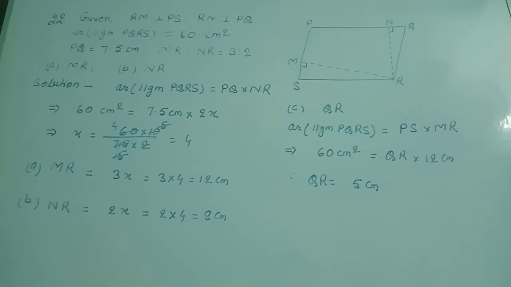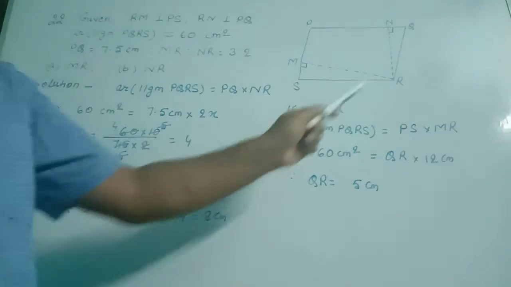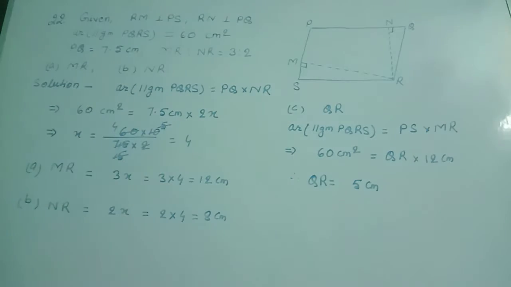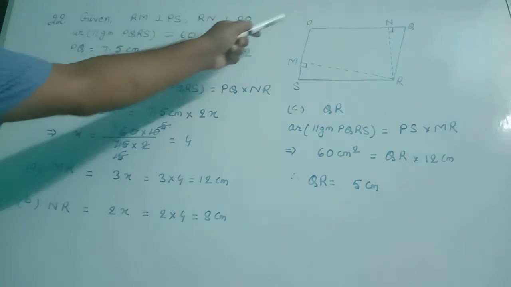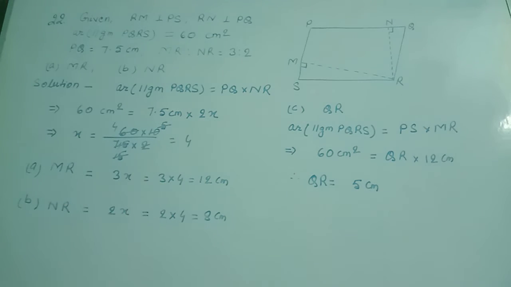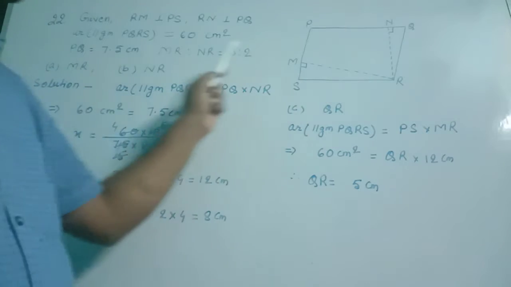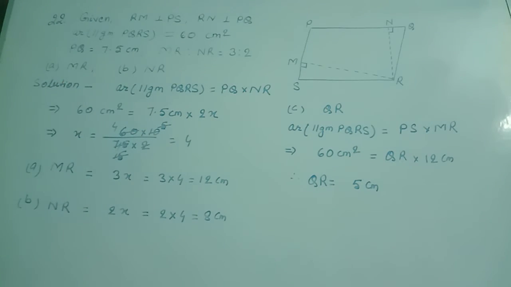In question number 22, this figure of parallelogram PQRS is given, in which RM is perpendicular to PS, and RN is perpendicular to PQ. The area of parallelogram PQRS is given, equal to 60 centimeter square. PQ, this length, is also given, equal to 7.5 centimeter.